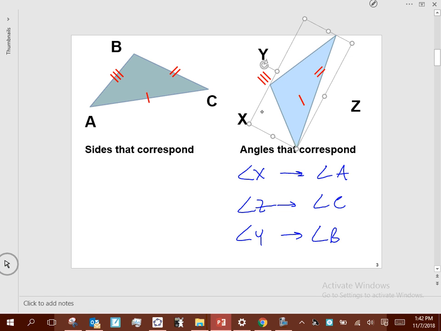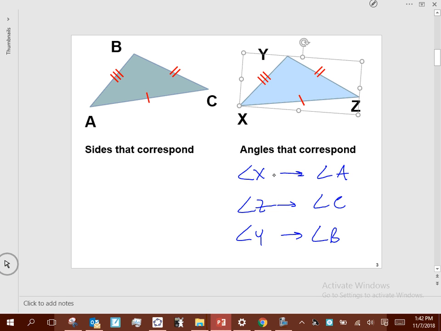Does that make sense? It's a little bit harder here to see that maybe this angle down here at the bottom, X, matches up with A there. And we'll talk about how we do that eventually. But we get these correspondences. Now we'll look at the sides.